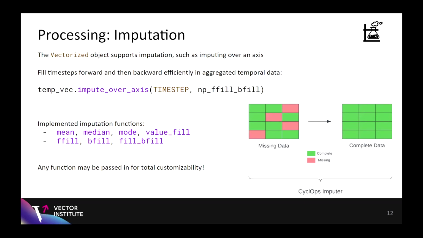Then comes the imputation. This is supported within the vectorized objects where you compute over an axis. There's a very simple one here where we can fill the time steps forward for some temporal data and then fill backwards to make sure they're all nicely filled. There are a couple of imputation functions already implemented, like mean, median, and value filling, and the same thing with fill forward, fill backwards. But any function can actually be passed in for total customizability. Essentially, you give it the data with some missing values, and you send it back with them filled.